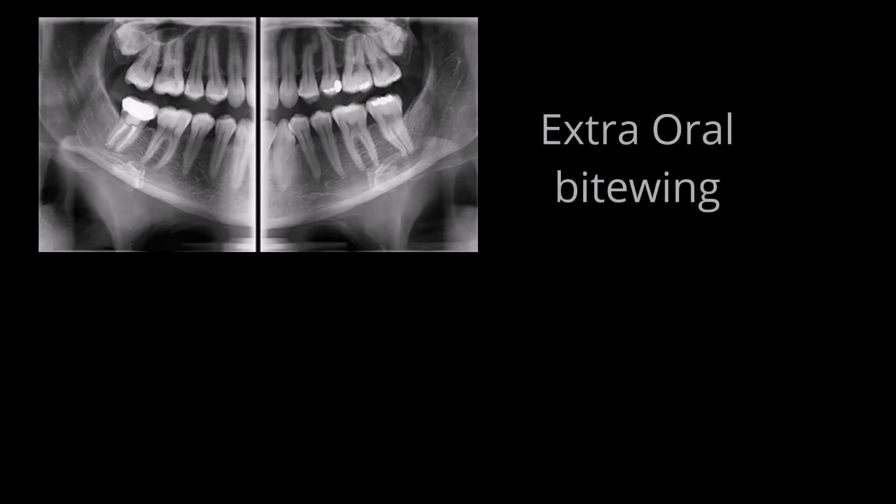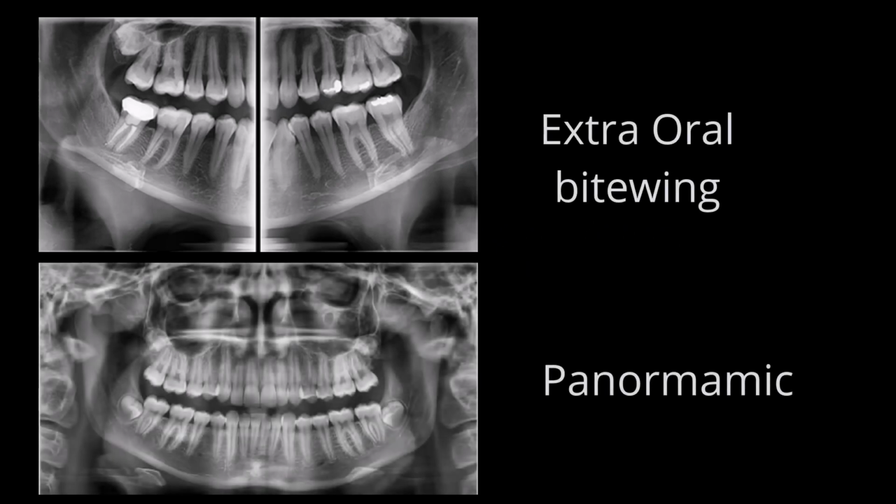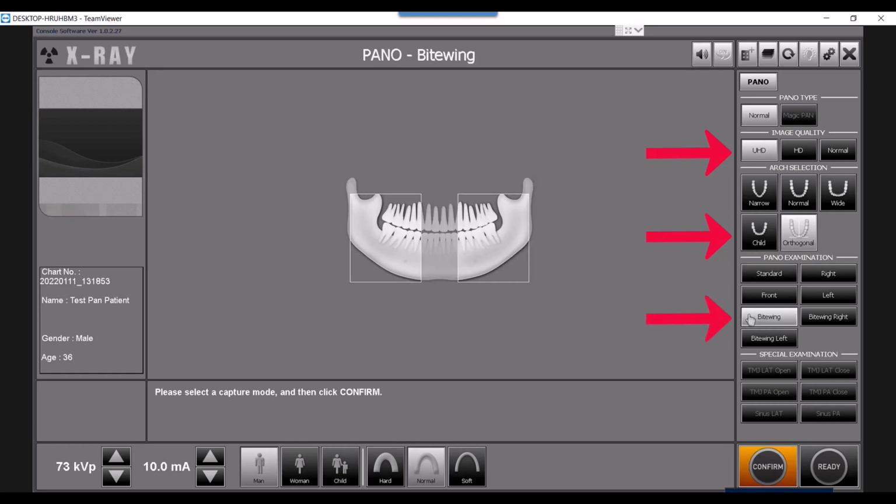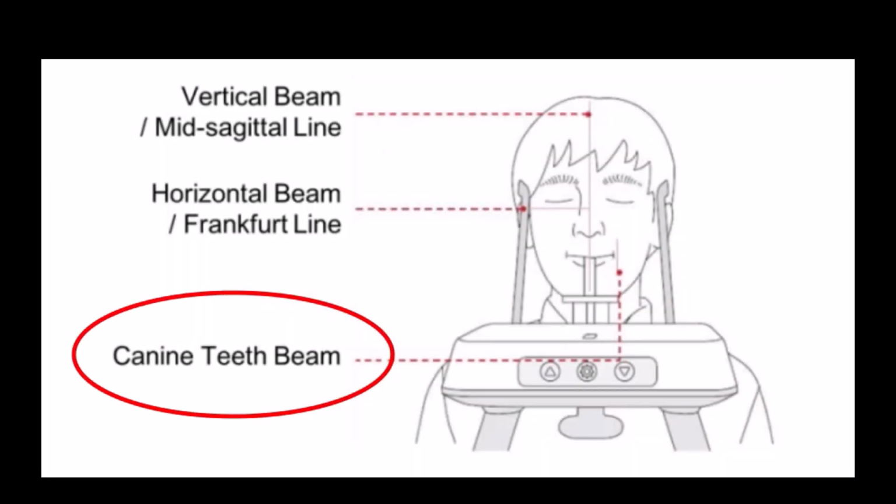Follow these simple steps to acquire an extraoral Bitewing image, which is very similar to acquiring a pan with your PaX-i device. On the acquisition machine, select the following: UHD, below this orthogonal, which initializes the Bitewing options below, and select Bitewing. Also available are right side only and left side only. Continue with regular pan protocol, however, with one exception.